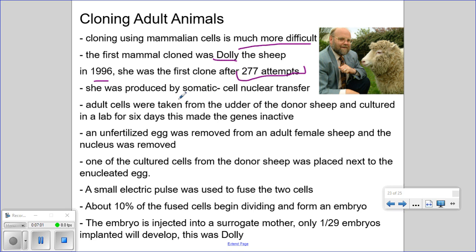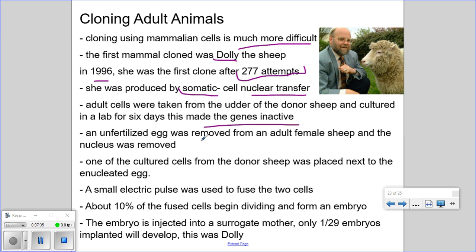She was produced by what is called somatic cell nuclear transfer. Basically, they took a somatic cell, which is a non-gamete cell, so basically a cell from the body, and they transferred the nucleus of that cell to another cell. For Dolly the sheep, adult cells were taken from the udder of the donor sheep and cultured in a lab for 6 days, and this made the genes inactive.